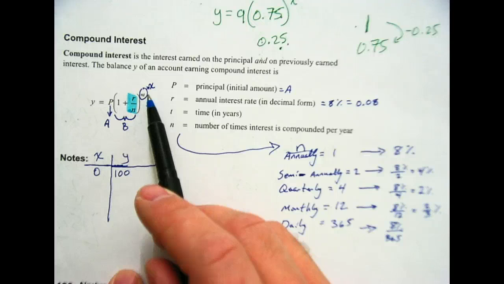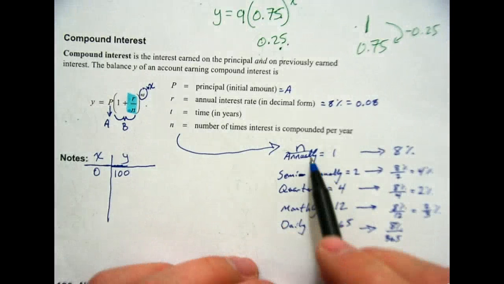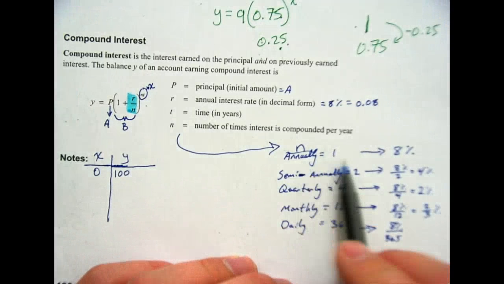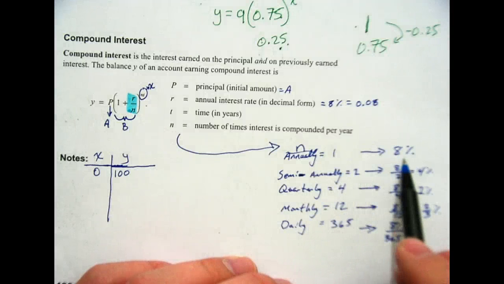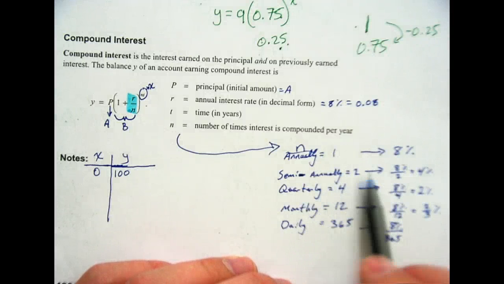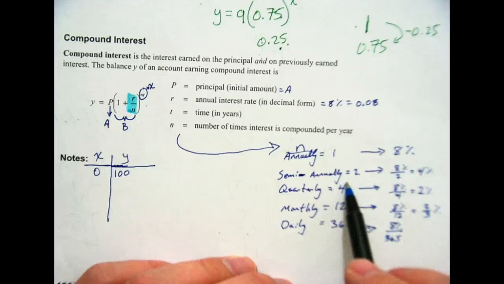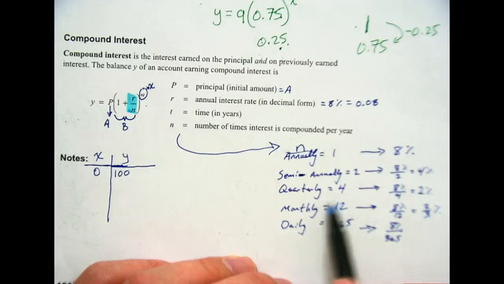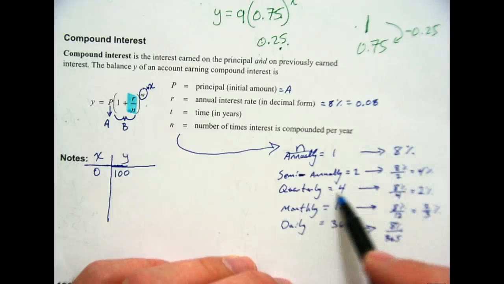This up here, this N times T, is telling us how many times we get it each year. If I'm compounding annually, I only get my interest once a year. If I'm compounding semi-annually, I get my interest twice a year. If I'm compounding quarterly, I get my interest 4 times a year.